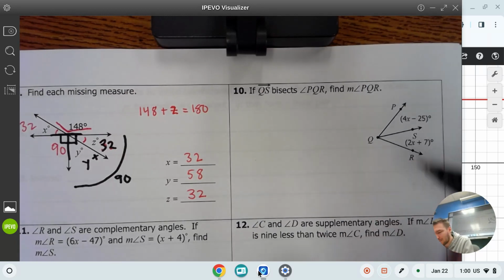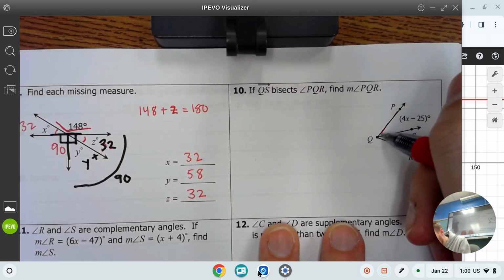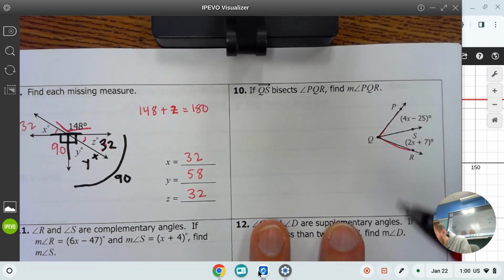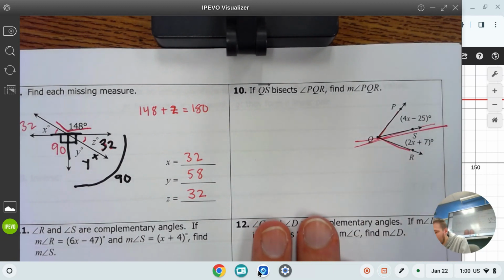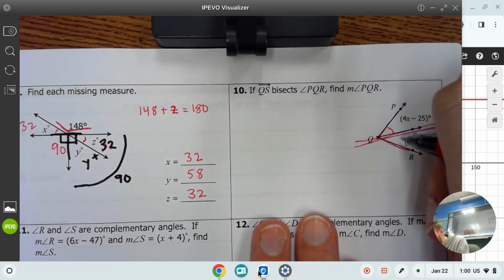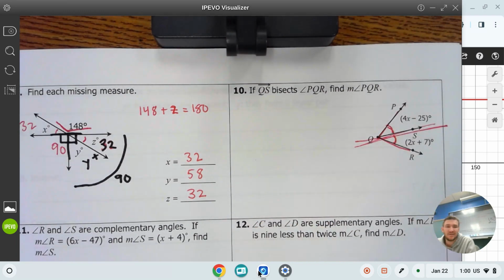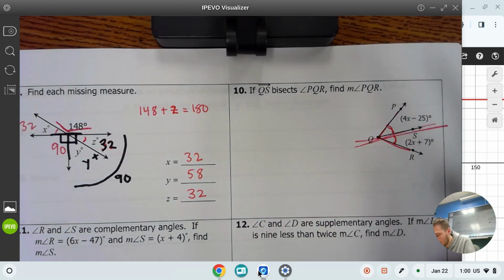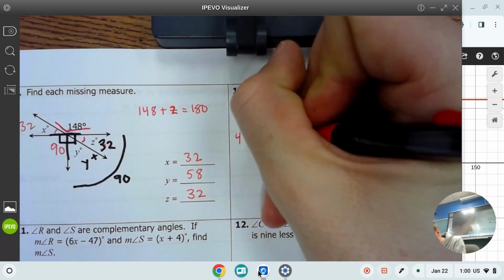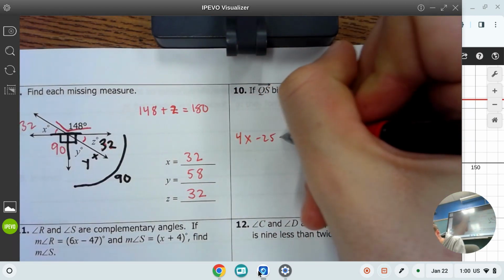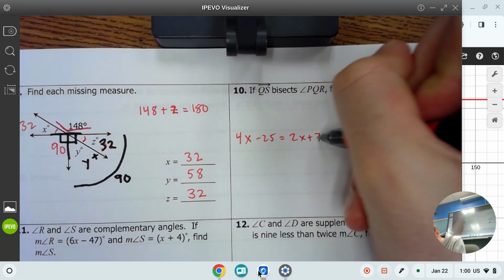They gave us a nice short question, PQR. PQR is bisected by QS. Bisects means that it gets cut in half, which means that these two should be equal to each other because the two halves should be equal to each other. It says find the measure of PQR. If we get the top PQS and the bottom SQR, and we get the two different things here, these should be equal to each other. So we're able to go 4x minus 25 needs to be equal to 2x plus 7.